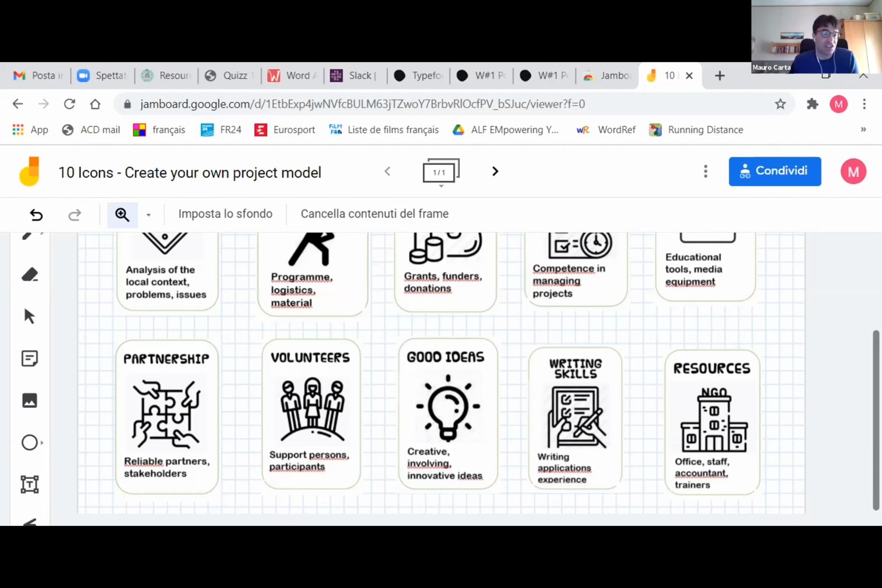Volunteers or participants, these are the participants or the volunteers who take part in the activities, so they are essential as well. Good ideas, yes, they are also essential. Most of all now in a very competitive environment, like for example Erasmus Plus, where there are so many applicants, and in order to stand out, you really need to present creative and innovative ideas in order to get a grant, and also to involve the participants.